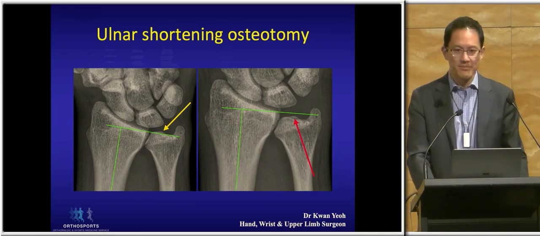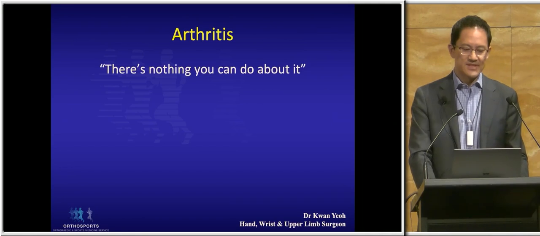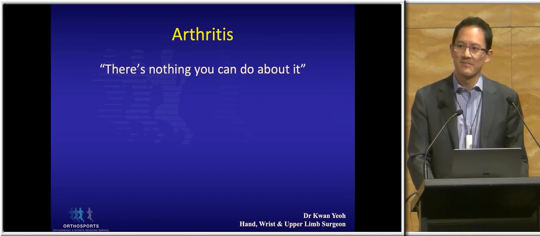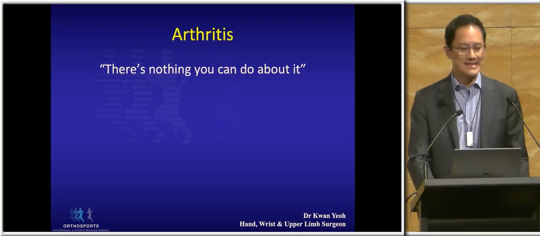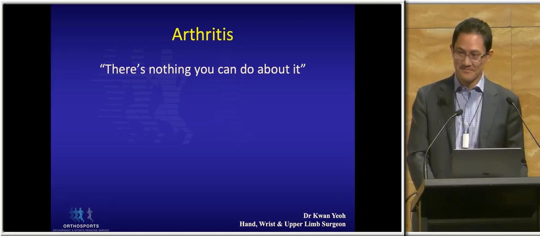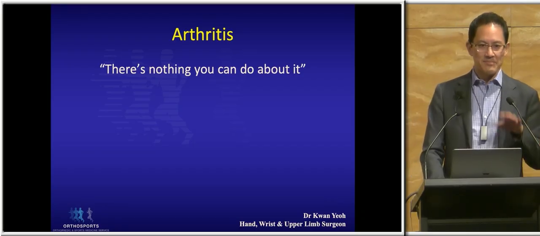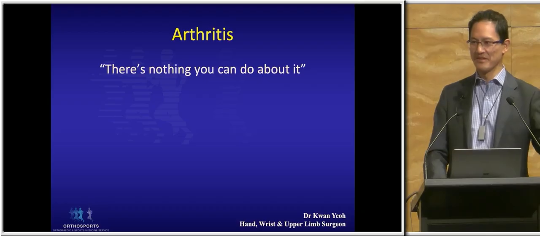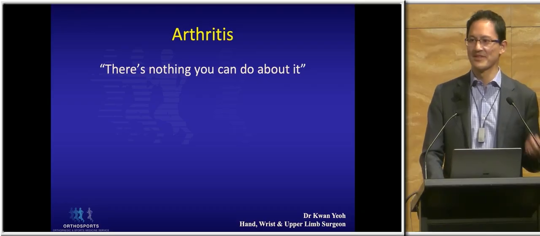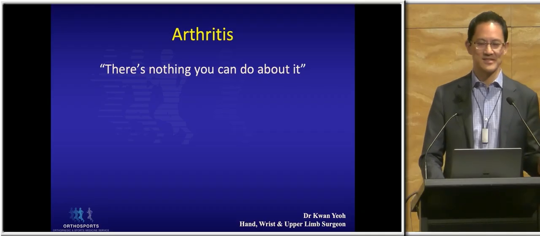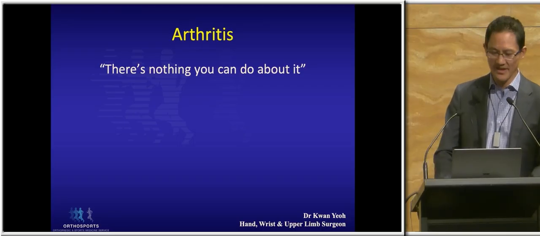Now, another difficult problem that I've found in wrists is arthritis. And in general terms, hand and wrist arthritis, the patients often come in and say, I've got arthritis, there's nothing you can do about it, is there? Well, no, there actually is. I don't know why patients think this, because they know about knee replacements, they know about hip replacements, they know you can treat other arthritis, and yet someone tells them you can't do anything about hand and wrist arthritis.